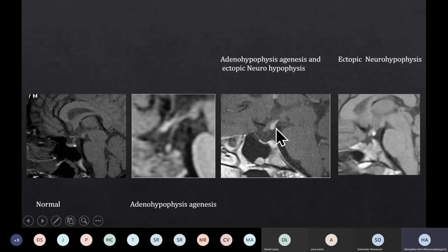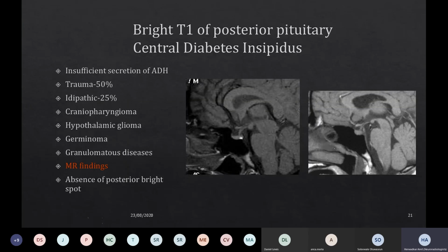And you can say that it's posterior pituitary because you have got the bright T1 signal of the posterior pituitary there. And sometimes you can get ectopic posterior pituitary as an isolated finding with a normal appearing anterior pituitary. So you can have various developmental anomalies of the pituitary gland.